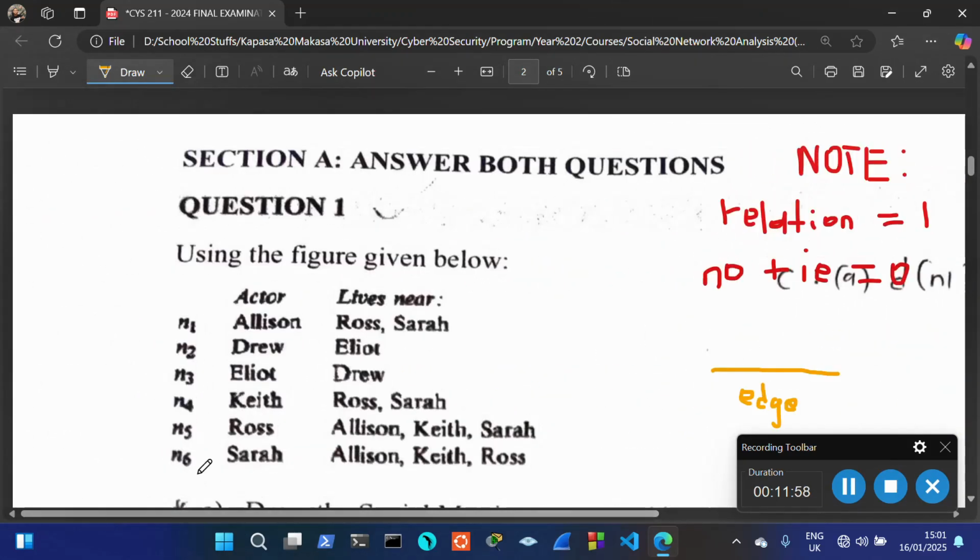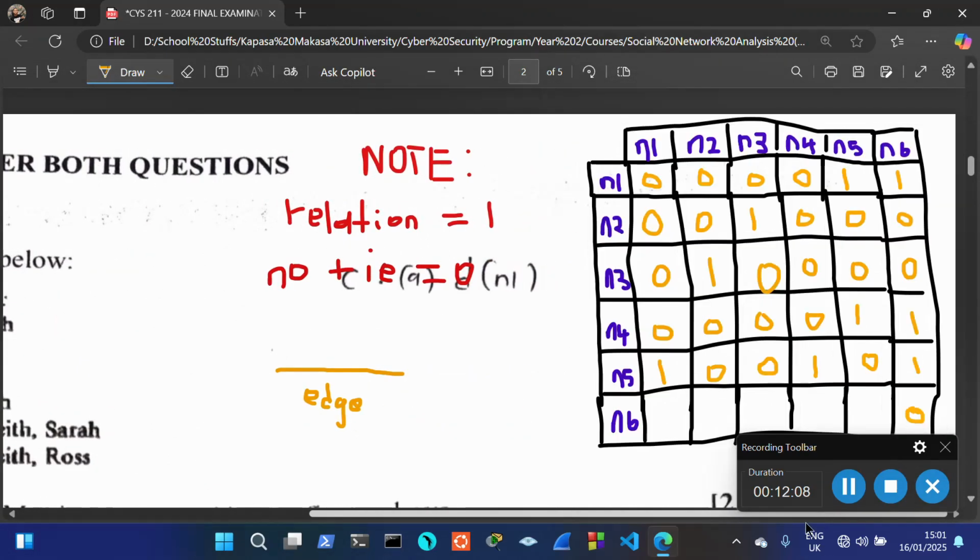Now we come to N6, the final node. So N6, with Sarah, happens to have a relation with N1, N4, and N5. So let's indicate that. Here we'll put zeros as usual. Now, take note, N1 had the relation already with N6. So N6 again has a relation with N1, which becomes an edge, okay?